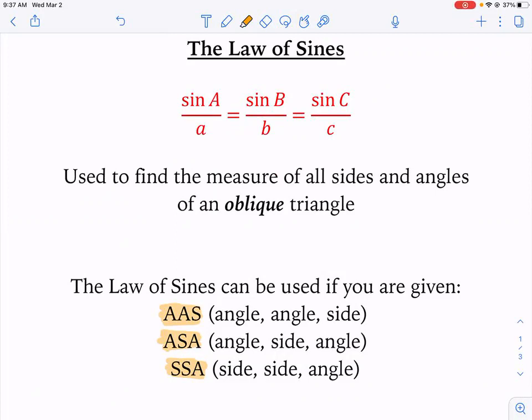So if we know two angles and one side, we can use a proportion from this formula to help us solve for the rest, okay? Now, if we have two sides and an angle not in between, we can use law of sines. If the angle is in between the two sides, like side, angle, side, we have to use the law of cosines, which we'll learn on Friday.